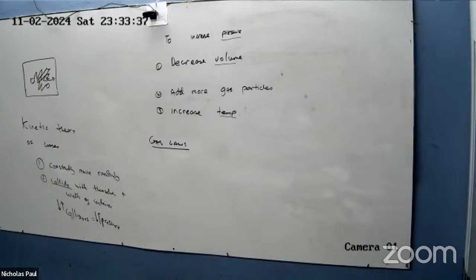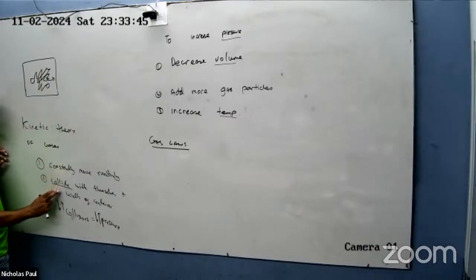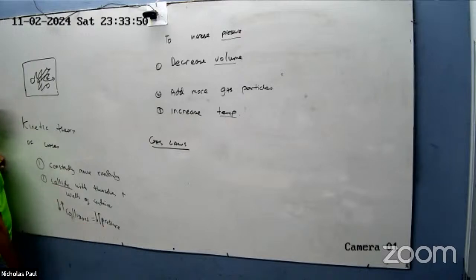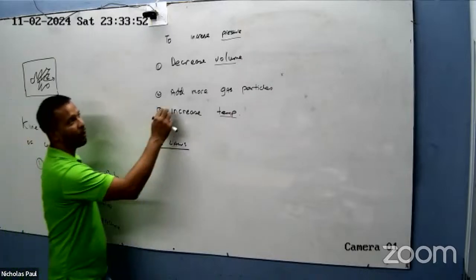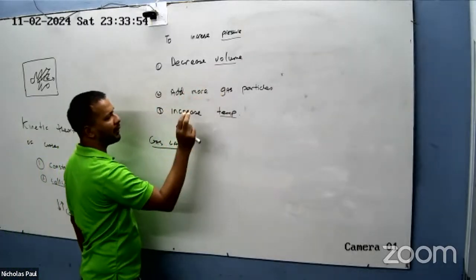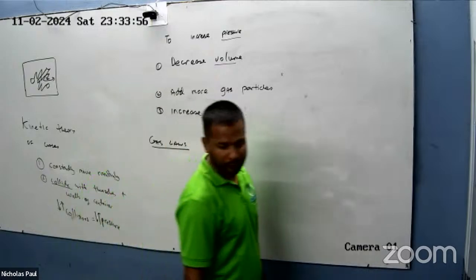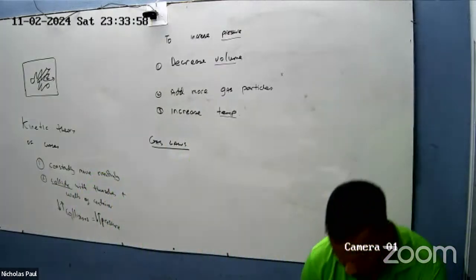That's going to gas laws. Am I right, so the most important thing from kinetic theory, particles move randomly, they always collide. Because of the collisions, they give rise to pressure. How do I alter pressure? By altering volume, amount of particles, temperature. Those are the three things that we can alter.